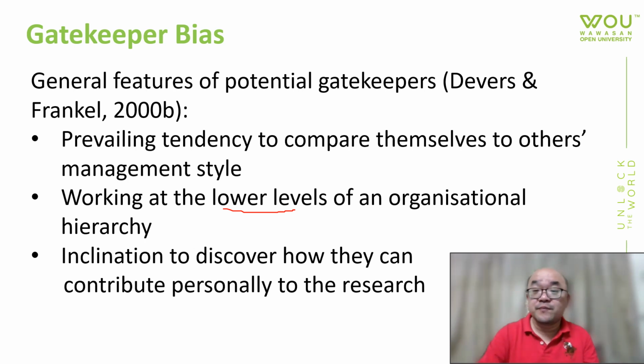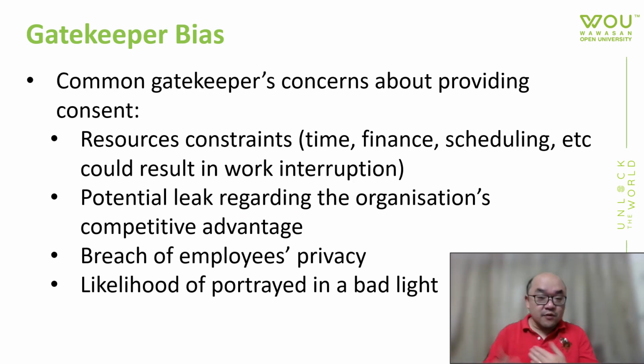So what do you actually do? Some common gatekeeper concerns are again something you want to bear in mind when you are trying to get access to the participant through the gatekeeper. They always worry about resource constraints first: whether letting you talk to the participants would result in work interruption. Would it affect their time, the finance, their lost productivity, or how do they schedule it? This would be easiest if you are able to get support from higher level management to say, give him or her whatever they need, please cooperate well. Then the gatekeepers tend to be more cooperative.